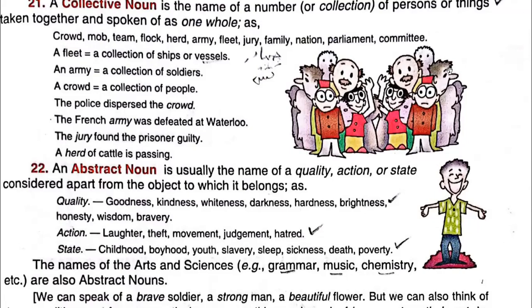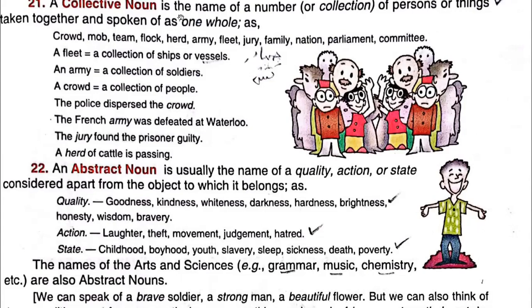So these are abstract nouns which we cannot touch. We cannot touch wisdom, we cannot touch or see goodness or kindness, but we can see the person having these qualities. We can see the person laughing, we can see the thief who commits theft. Sorry, we cannot see action, or touch that action. The movement: actually we can see a person moving, but we cannot see its movement. Then we cannot touch childhood, but we can see a child.